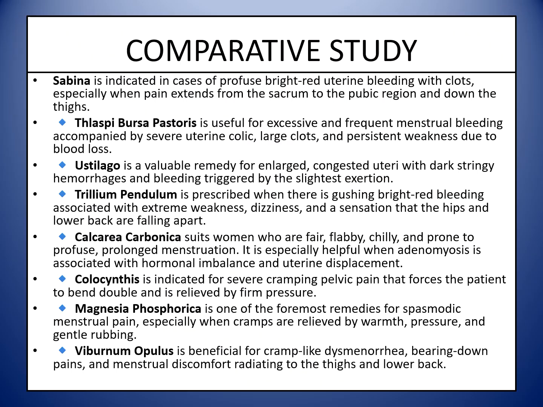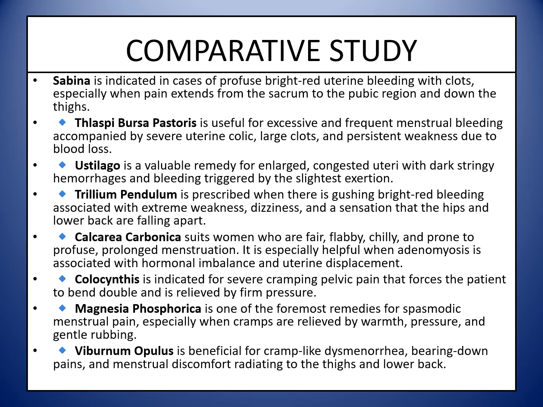Comparative study or quick revision. Sabina is indicated in cases of profuse bright uterine bleeding, partly clotted and partly fluid, especially when pain extends from the sacrum to the pubis and down to the thighs. Thlaspi bursa is useful for excessive and frequent menstrual bleeding, accompanied by severe uterine colic, large clots, and persistent weakness due to blood loss, and every alternate period is profuse.